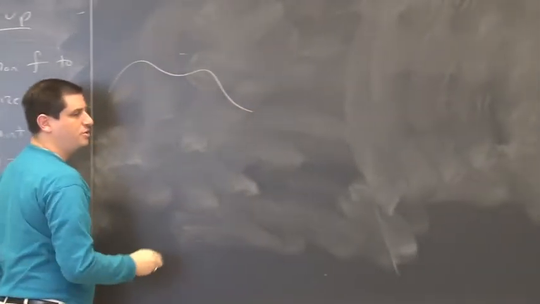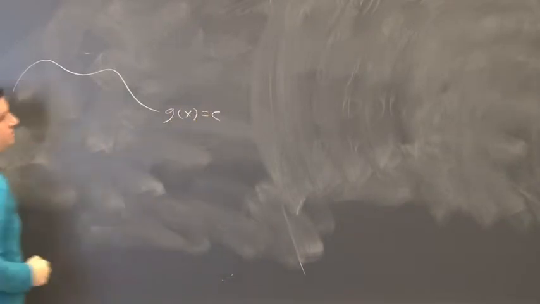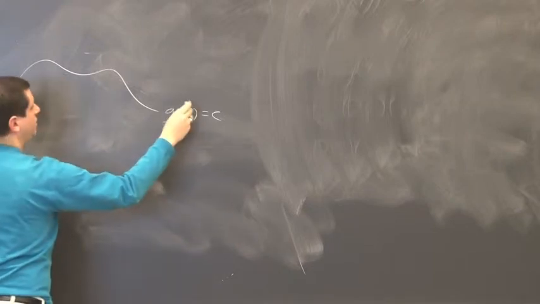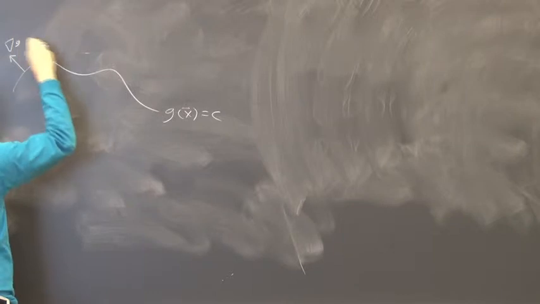So here is some curve. So think of this as my curve, g of x equals c. At every point, I can draw the normal direction.